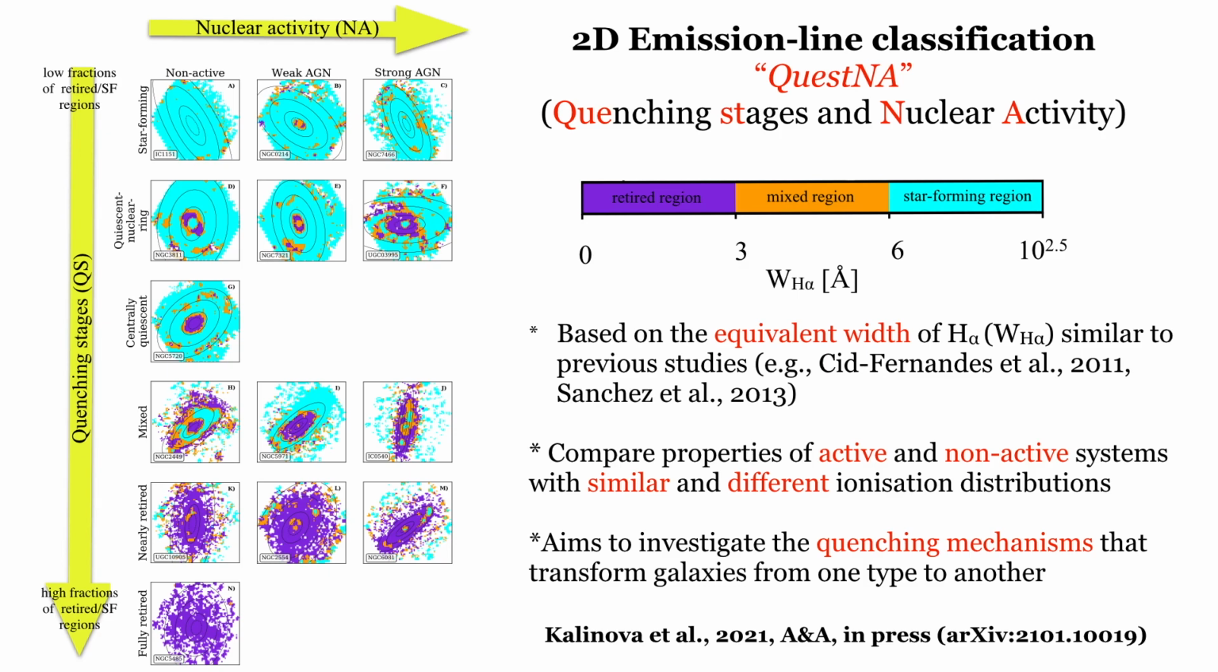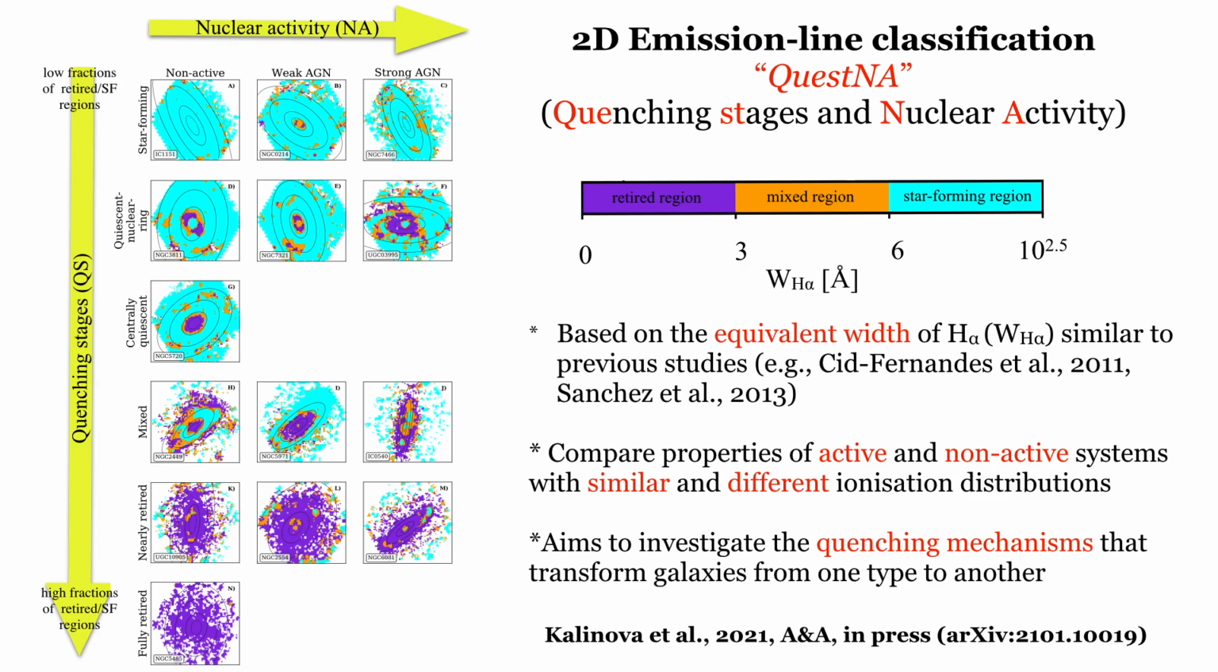For this goal, we construct a two-dimensional emission-line classification called QuestNA. QuestNA takes into account the quenching stages of the galaxies, which represent the rows in the figure, and the nuclear activity of the galaxies, which represent the columns in this figure, for non-active, weak AGN, and strong AGN classes.